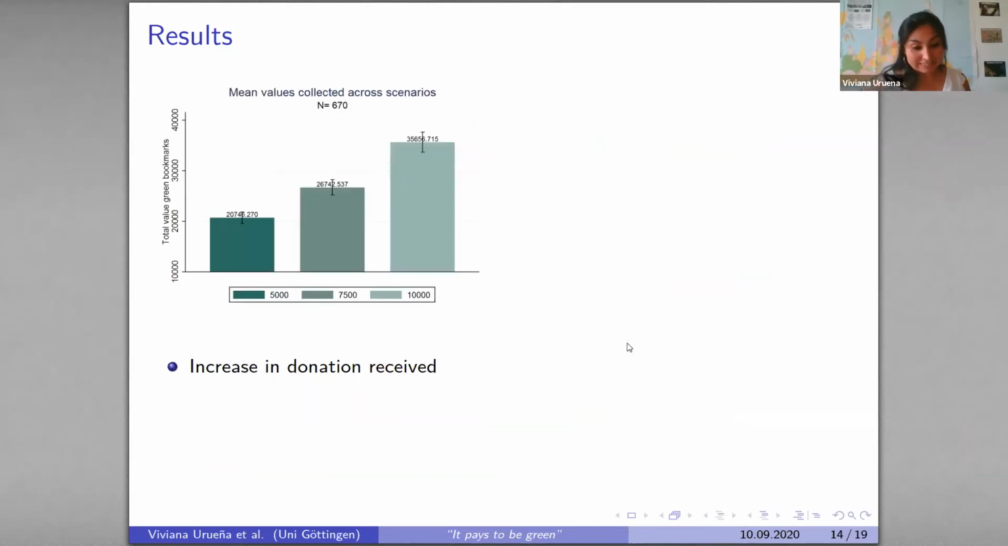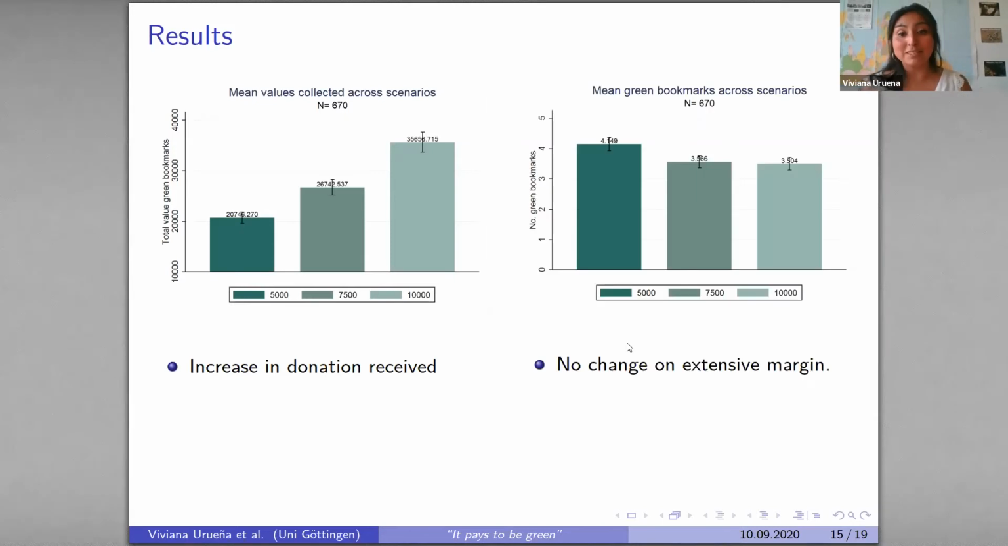When we look at the results of what happens when you increase the matching ratio, we see, okay, actually the value collected increases. Of course, because the price of each green bookmark is increasing, but we do not see that increase go at the same rate as the increase of the matching ratio. So actually what we see is that people are giving on average less. You can see this in the first scenario, second and third.